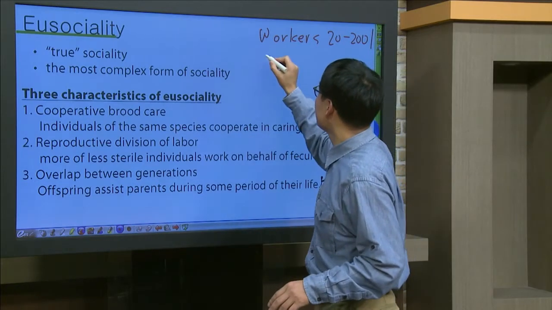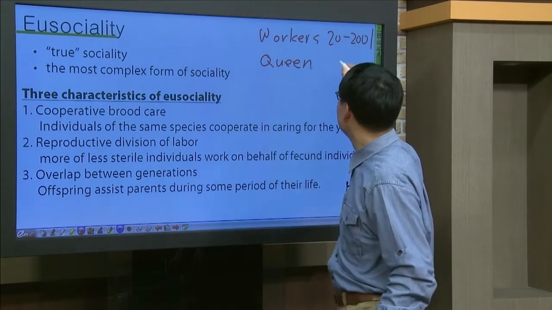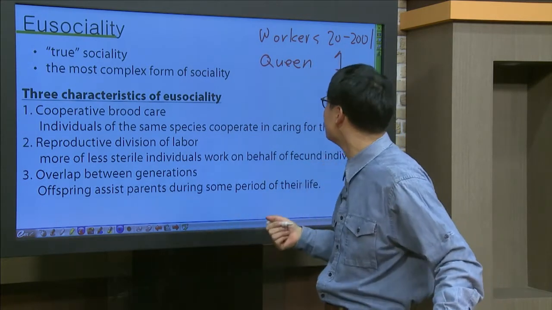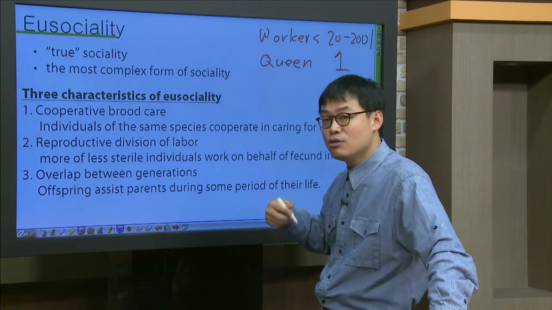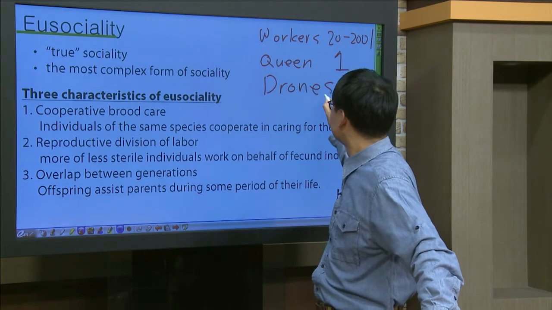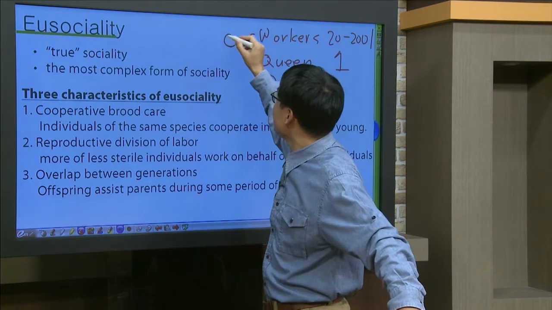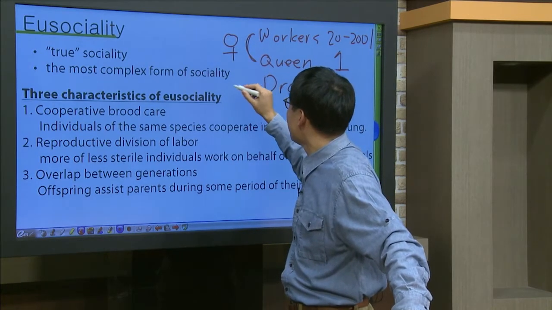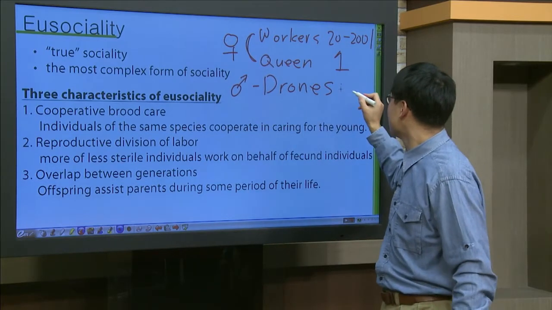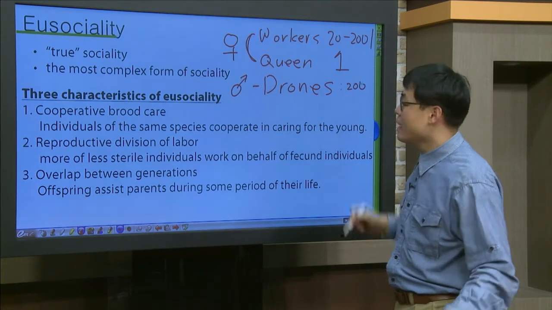And you also have a queen, and there's only one queen. If you have more than one, they will fight to the death. And you also have the drones. They are the males. These two are females, and these two are the males. And they are few, maybe 100 or 200 at best.